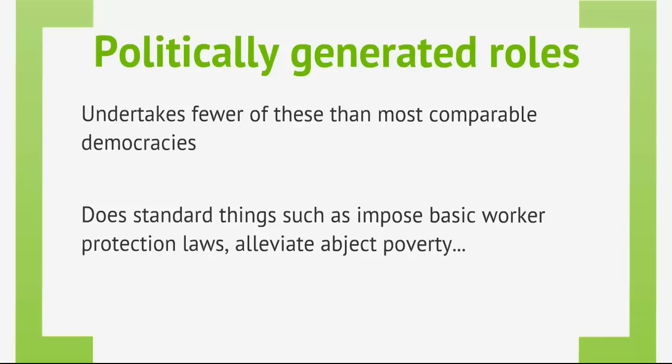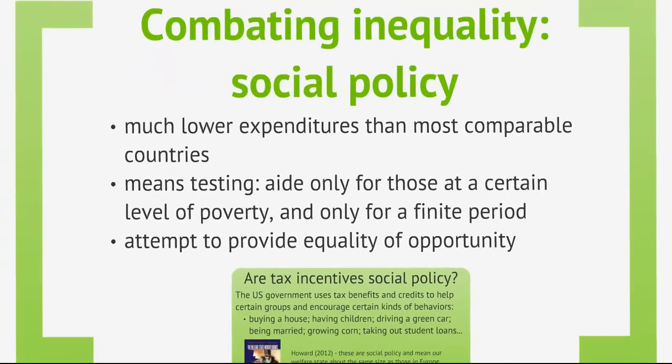The U.S. does do certain things that aren't necessary for the market's functioning, such as legislate things like workers' rights, child labor laws, and the provisions for the very poor. In terms of social policy, by most accounts, the U.S. has much lower social spending than comparable wealthy democracies. With the exception of Social Security, which is a social insurance program that all must contribute to and can benefit from, most U.S. social assistance takes the form of means testing. People must show that they are at a certain level of need, and they can typically receive benefits only for a finite period. This aid tends to be attached to a number of other factors.